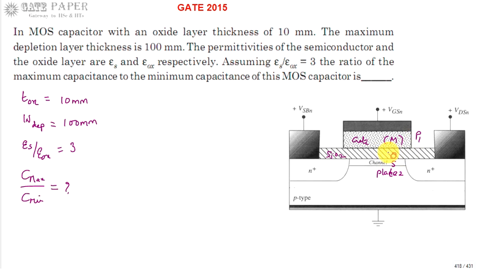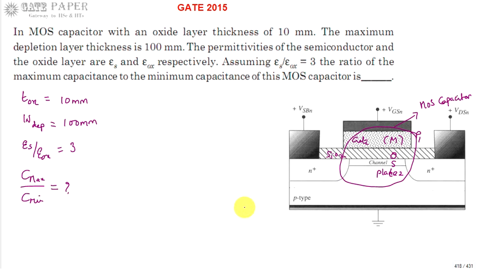In between there is a dielectric material, silicon dioxide. Silicon dioxide acts as dielectric material and also as an insulator, and it looks like a parallel plate capacitor. So this portion is what is called a MOS capacitor.